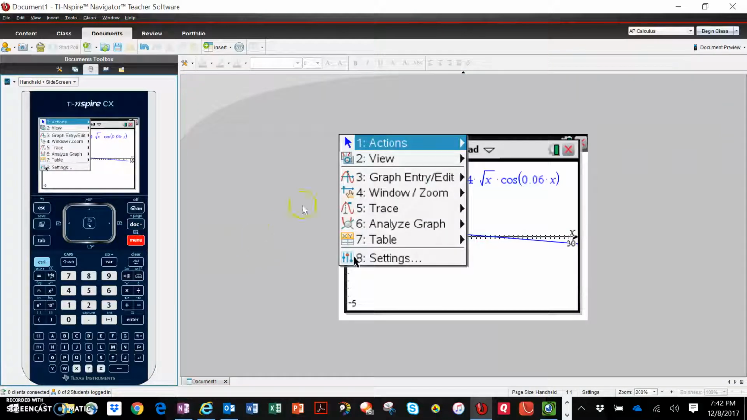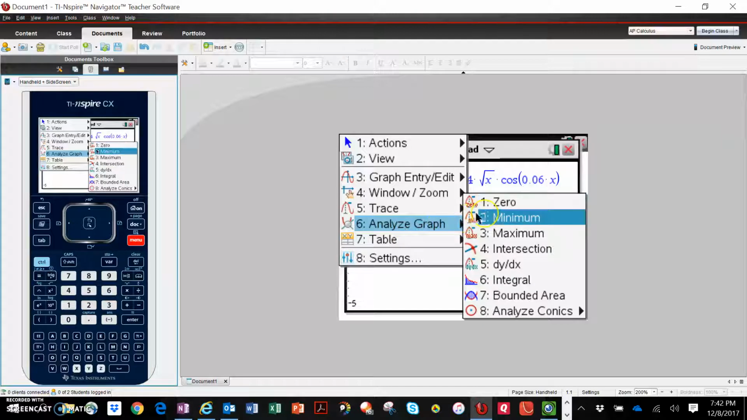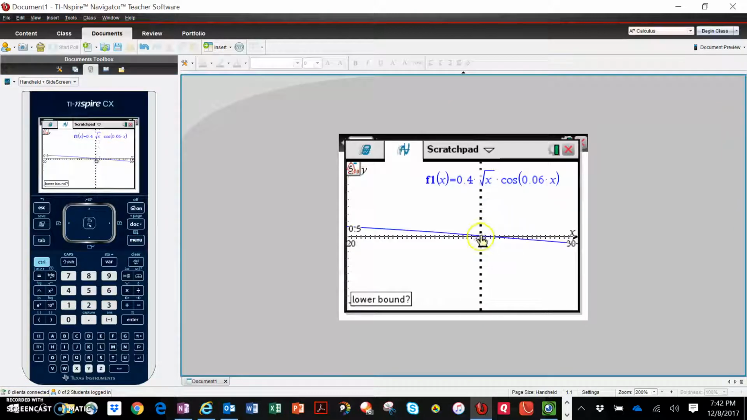So we're going to do menu. We're going to go to analyze graph. We're going to find the zero. We go a little bit to the left. We go a little bit to the right. I'm seeing 26.2. That's not going to be accurate enough. So let me see what's going on.